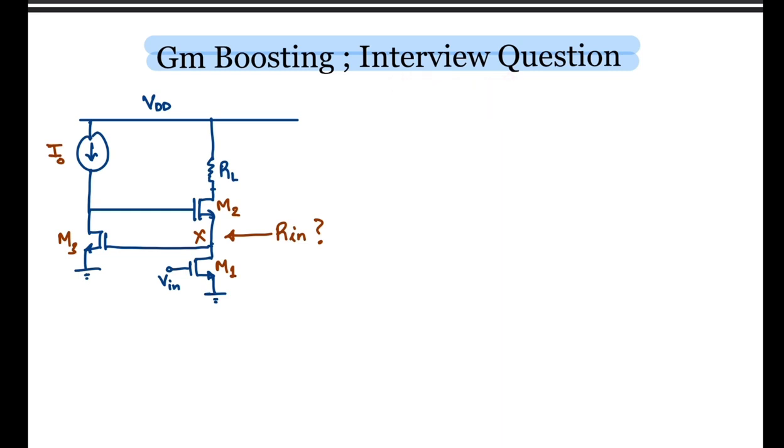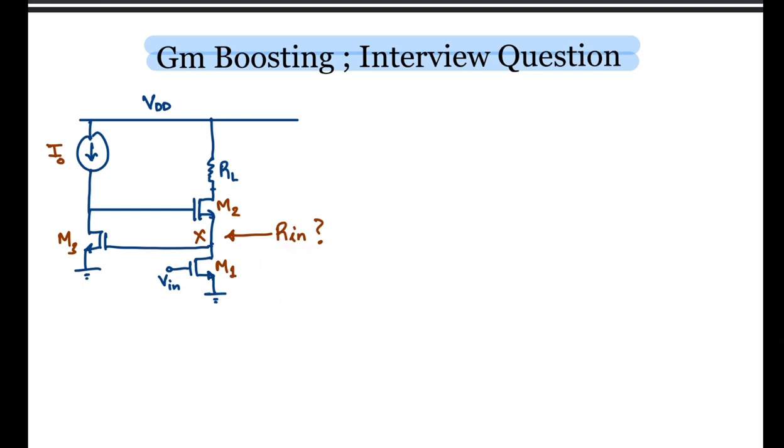One of you asked me this question on LinkedIn, so I thought I would discuss it through a video. We're given the following circuit and are asked to compute the input impedance from the node X as indicated. It might be tempting to say that the input impedance looking into the source of M2 is 1 by gm2. Well, that's not quite true.